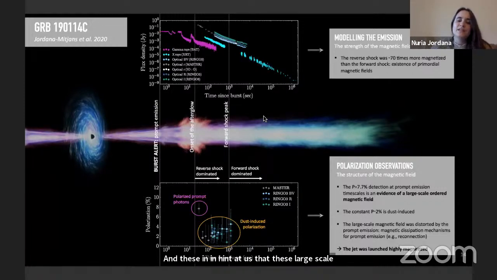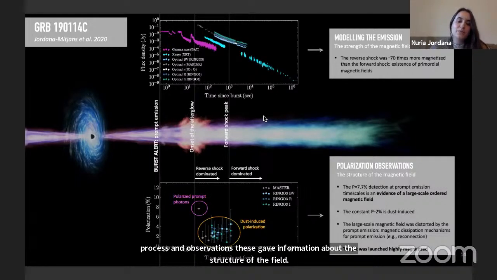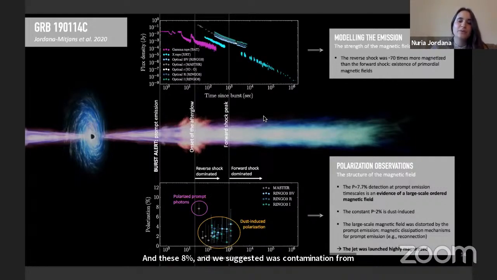Then for the polarization observations, this gave information about the structure of the magnetic field. And this 8%, we suggested that it was contamination from the prompt photons, because as you can see in the bottom part, the prompt was quite extended. And the 2% was dust-induced because of the highly obscured environment in the host galaxy.